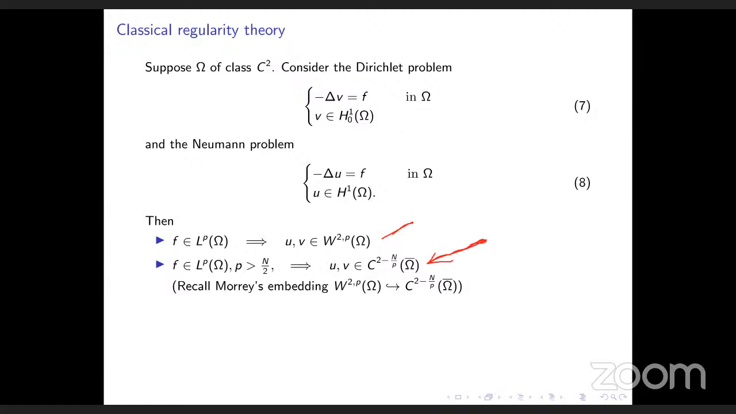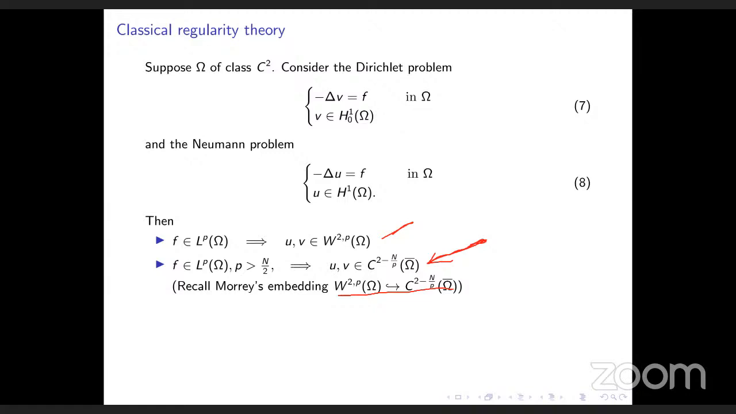And of course, if omega is the full space, then one can also prove it by simply using the Riesz kernel. But in a sense, it comes directly by using the Morrey embedding of the W^{2,p} in C^{2-n/p}. And so, yeah, it's immediate for classical theory.